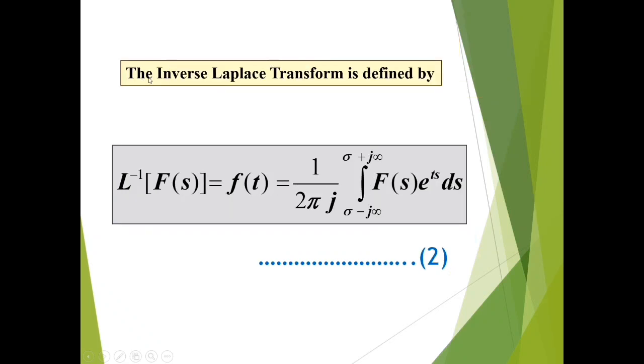The formula to find the inverse Laplace transform is L inverse of F of s equal to f of t equal to 1 by 2 pi j integral sigma minus j infinity to sigma plus j infinity F of s e power ts ds. That is the second equation. These two formulas are very important, and they are the basic foundation of the Laplace transformation. Without these two formulas, we can't transform.